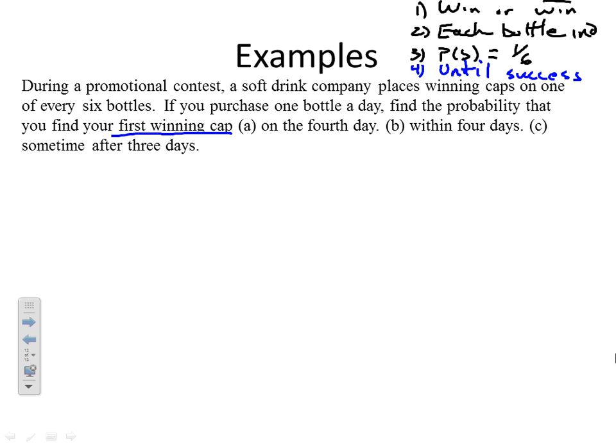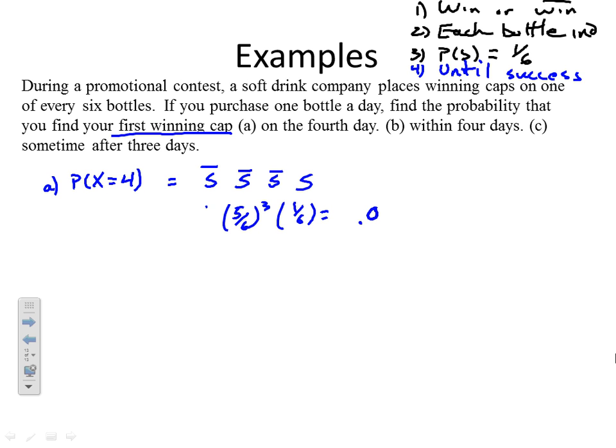So for part A, the probability that we win on the fourth day. That would be you don't win, don't win, don't win, you finally do win. So for us, that's 5/6 to the third times 1/6. So there's a 9.6% chance that that's the case.